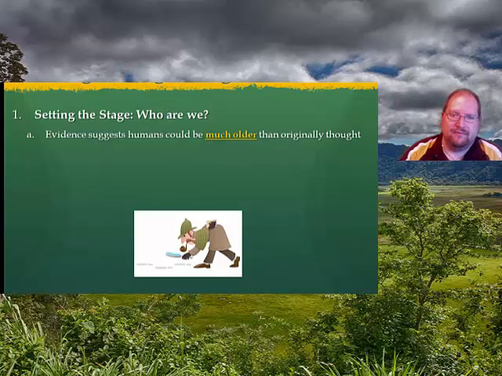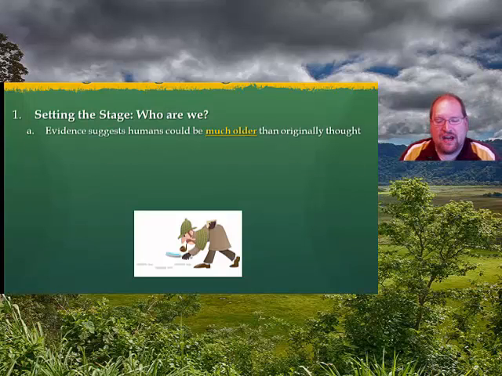So let's take a look at what we've come up with in setting the stage, giving us a little background. Evidence suggests that we as humans could be much older than originally had been thought. In order for us to find out this information about the past, scientists use artifacts to search for clues in order to answer these questions.